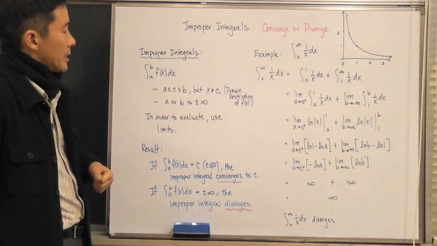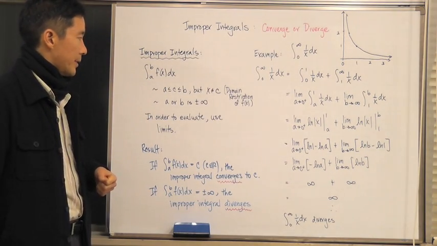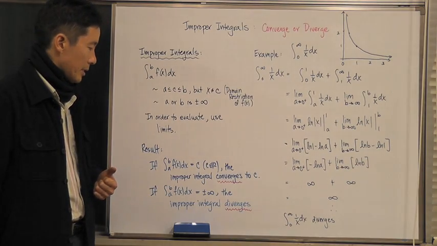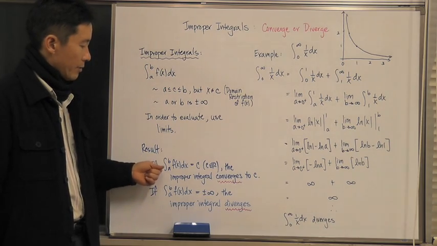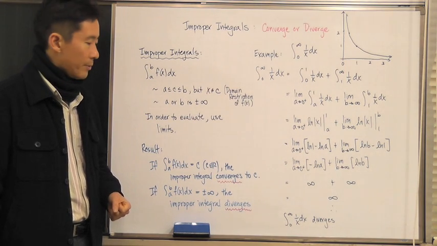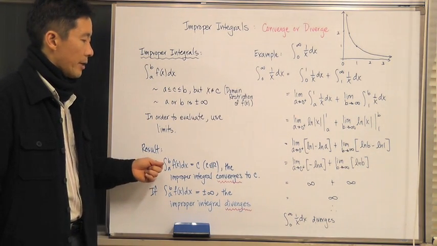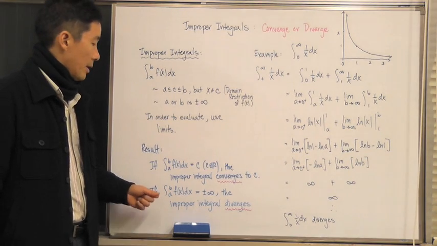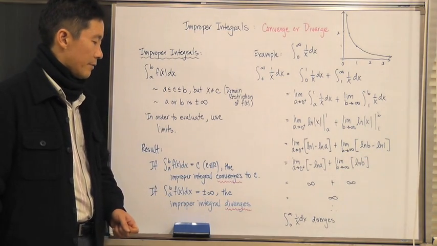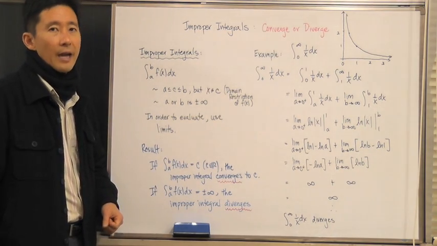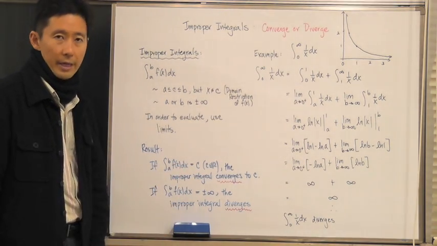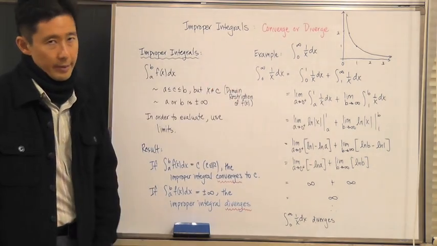So before we actually go ahead and take a look at how to use limits to evaluate an improper integral, let's also take a look at the result. Say, for example, if the integral from a to b of f of x dx is equal to c, where c is an element of the real numbers, then we say that the improper integral converges to c. On the other hand, if our improper integral is equal to plus or minus infinity, then we say that the improper integral diverges. So again, notice what we're trying to do is establish whether something converges or diverges. Now, let's move on to an example.